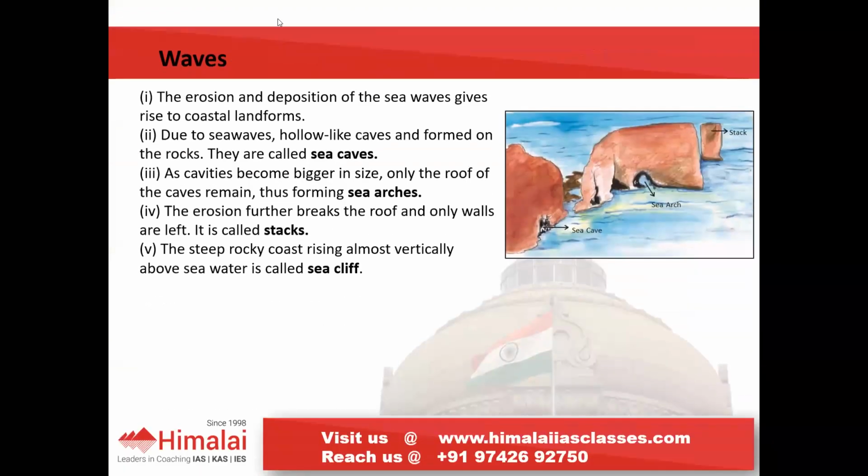Moving on to the next one. Waves. We'll see with the action of waves what kind of landforms are formed. The vertical rock which is standing against the moving waves is called a sea cliff. As the sea cliff is constantly hit by waves, weathering and erosion occur and it develops into a cavity. This cavity is named a sea cave.